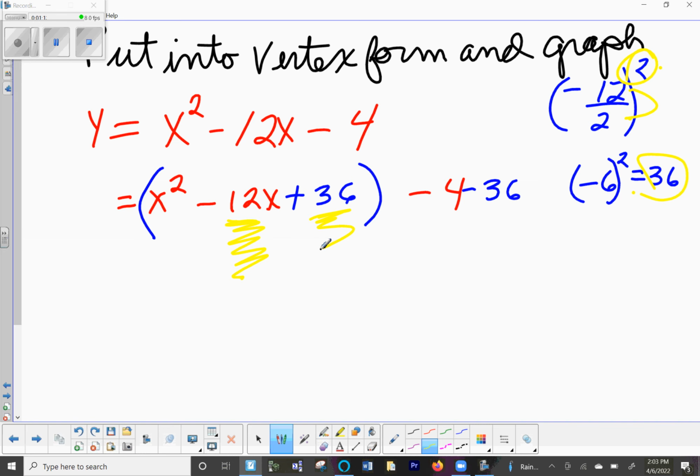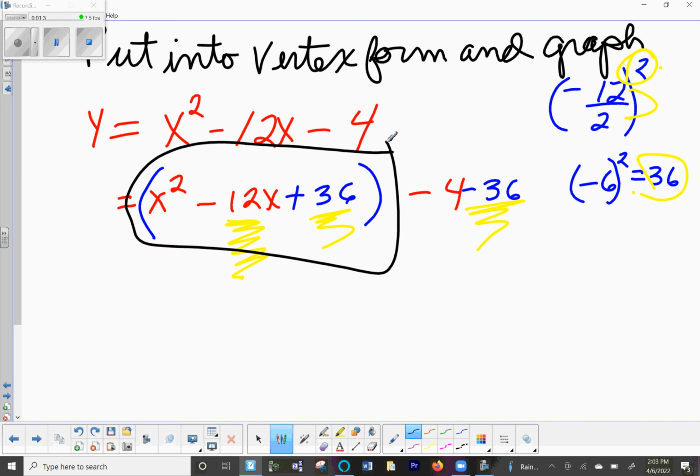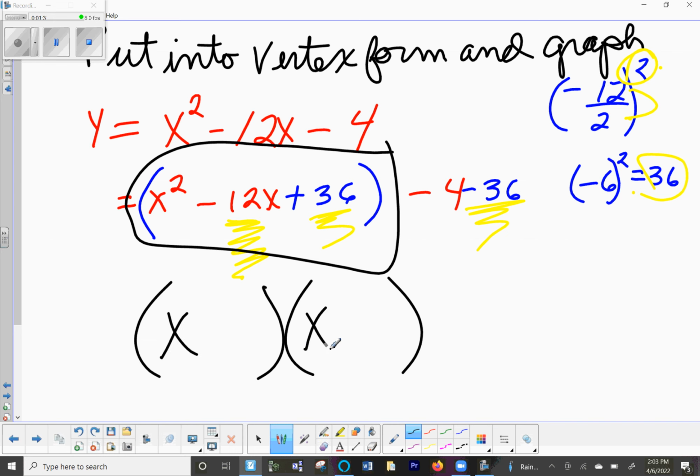But because it's an equation, I would also have to add 36 to the other side, but I don't want to mess with this other side. So instead of adding 36 here, I turn right around and subtract 36 from the same side. Seems kind of dumb that you're going to add it and turn around and subtract it. But what it does is create for you a trinomial that is a perfect square. That trinomial will factor into two identical things.